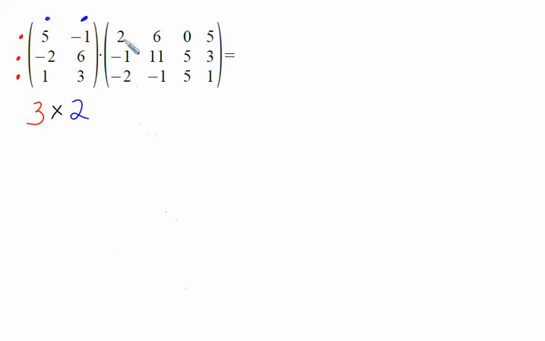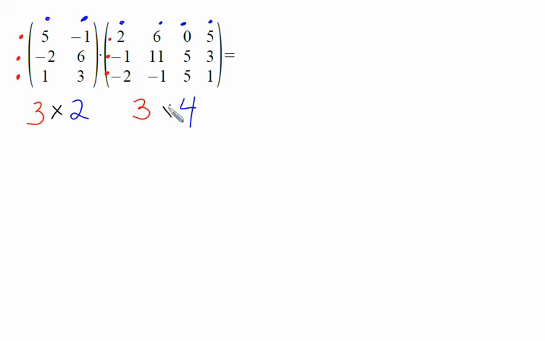The second matrix that we have in this problem likewise has 3 rows. Remember, rows are horizontal arrangements of numbers. It has 3 of those rows of numbers. And this particular matrix has 1, 2, 3, 4 columns.